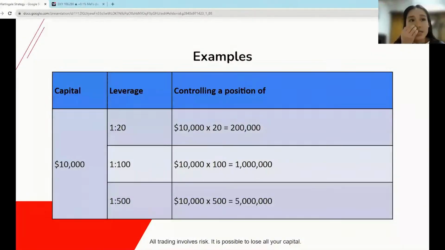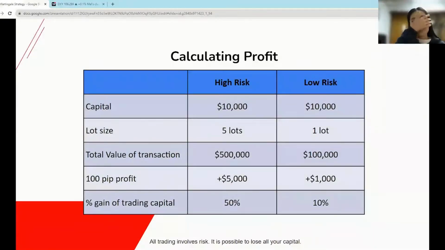Again, a couple of examples. Capital of 10,000, just how we calculate the leverage. If it's 1 to 20, it would be 20 times 10,000, giving you a position of 200,000. 1 to 100 will give you $1 million, and 1 to 500 would then give you $5 million. And here's how we calculate profit.